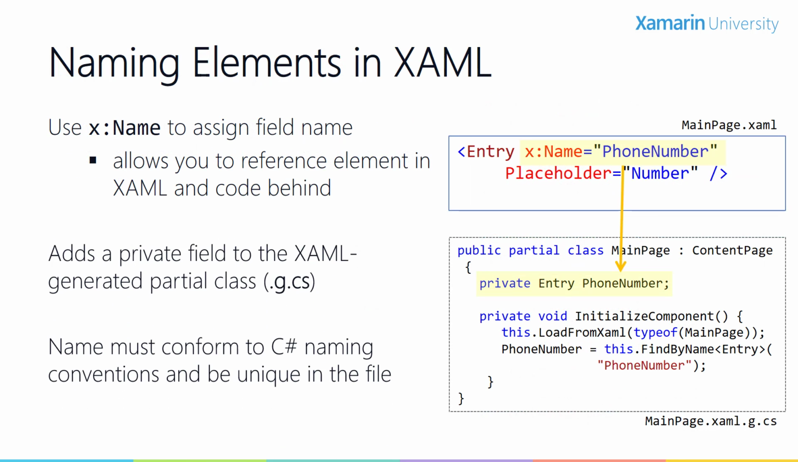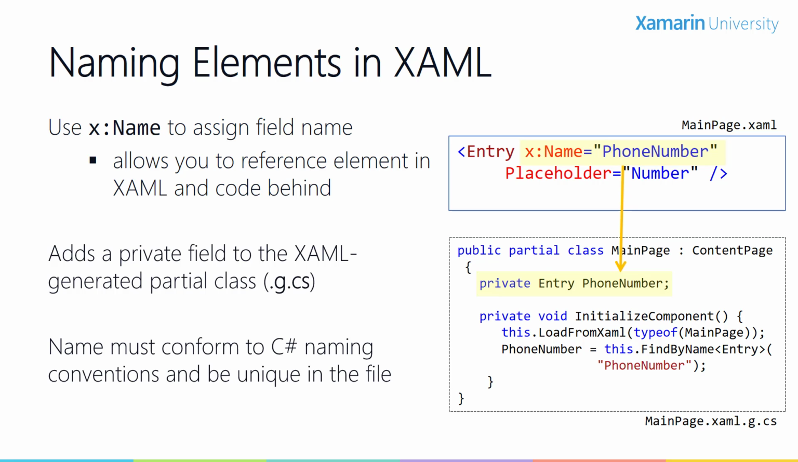Now that we have the basic idea of XAML, we want to be able to access the controls that we create in the XAML in our code behind file. Right? If I create an entry or a button in XAML, in my code behind, I want to be able to access those. For example, what if I want to pull out the text that was typed into the entry? I need a way to talk to it. And the way that we do that is we use an attribute called xName. So you can see here on the entry control, we're giving it an xName called phone number.